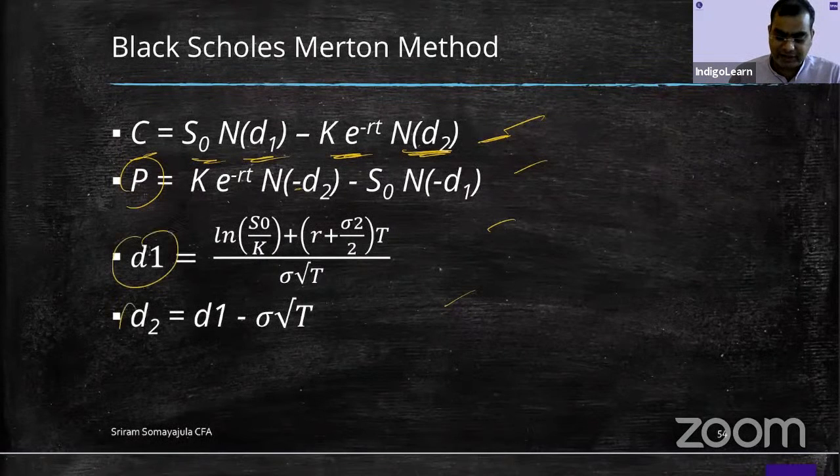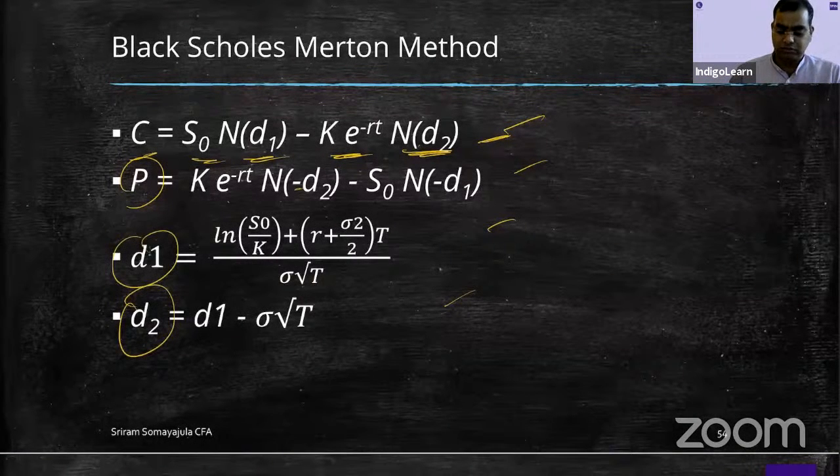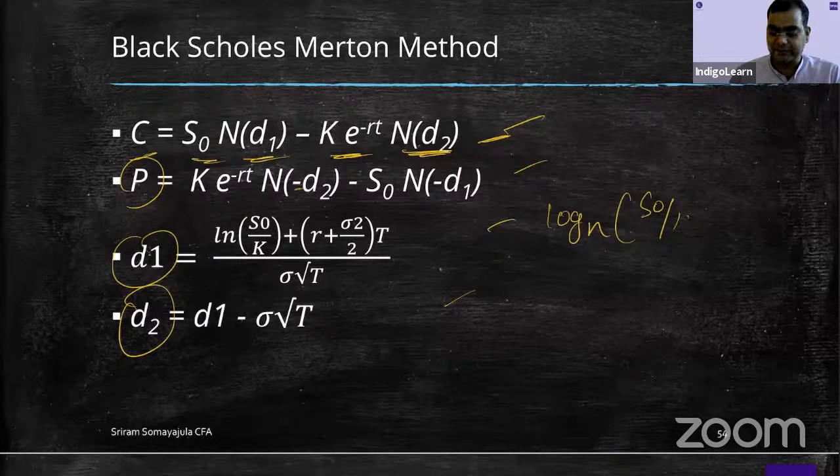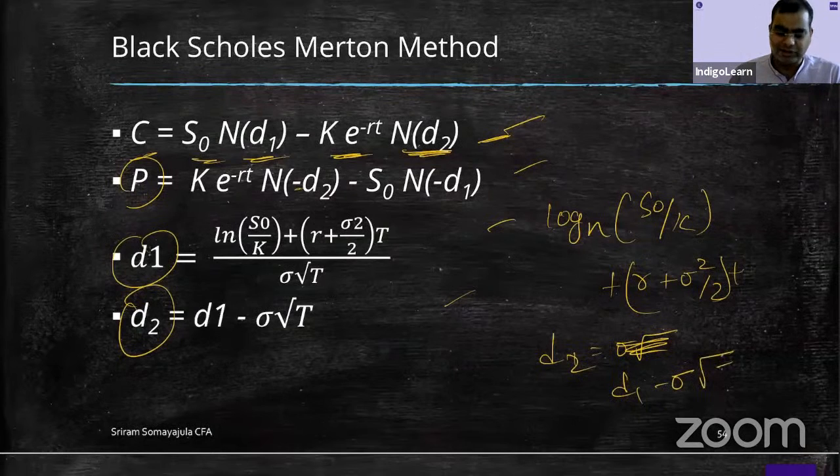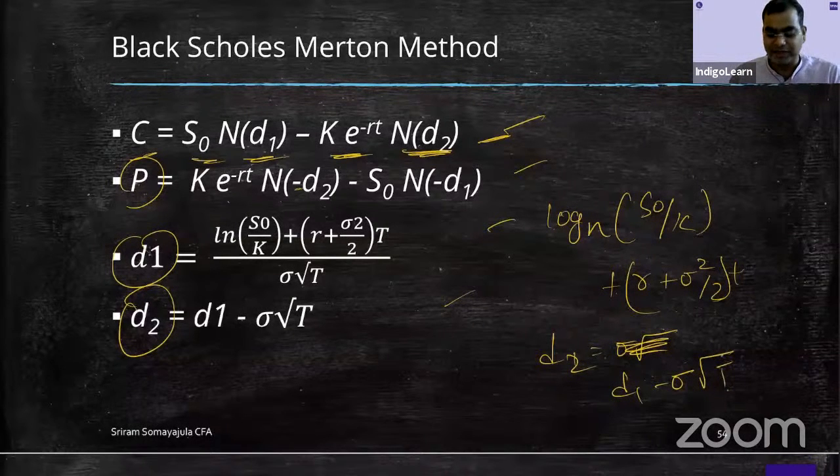And what are these d1 and d2? d1 is the natural logarithm of S0 by K plus (r plus sigma squared by 2) times T, all divided by sigma root T. And d2 is d1 minus sigma root T. Now it appears as if this formula is very complicated.